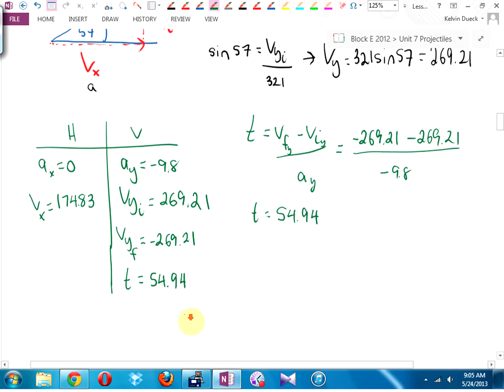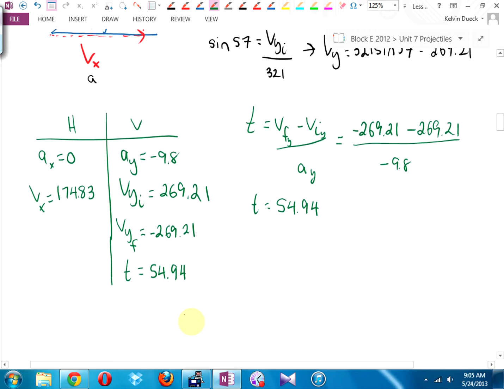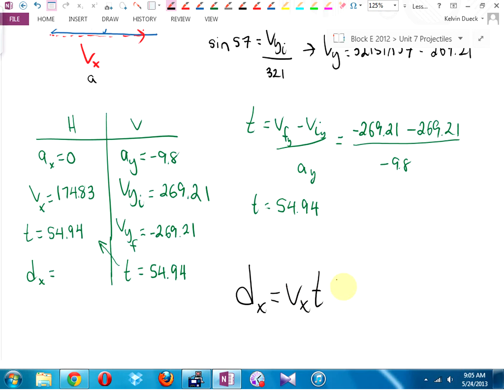How's that help? I now know something in this column. And Matt, you are correct. I can now find the range. And I think that is going to be... Oh, I started writing the plus a half AT squared, and then Hakeem, I said, I don't need to. Horizontal motion, much nicer.